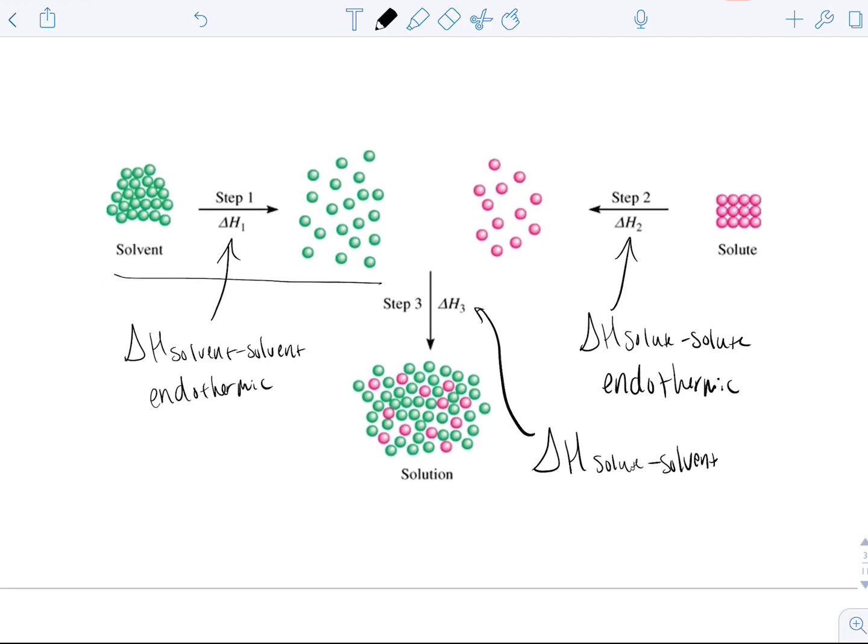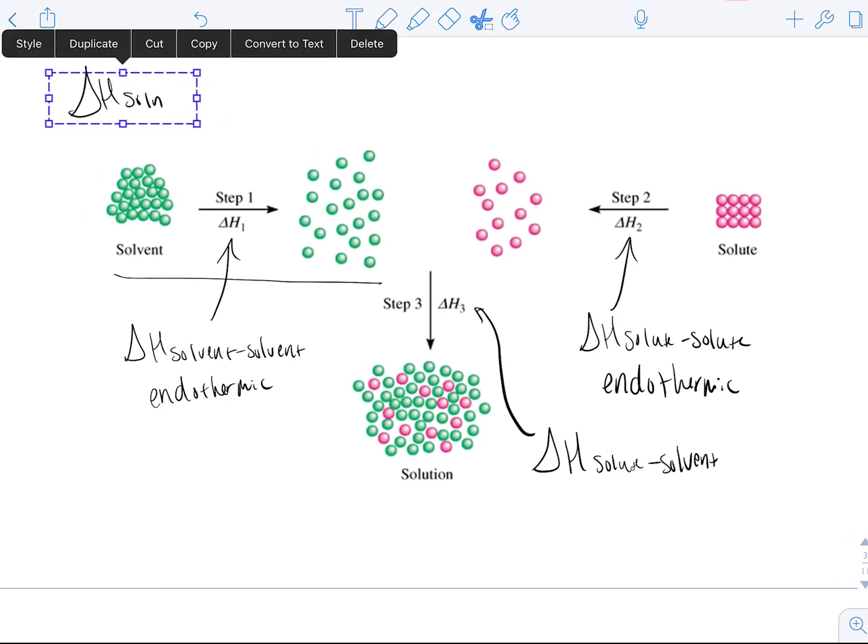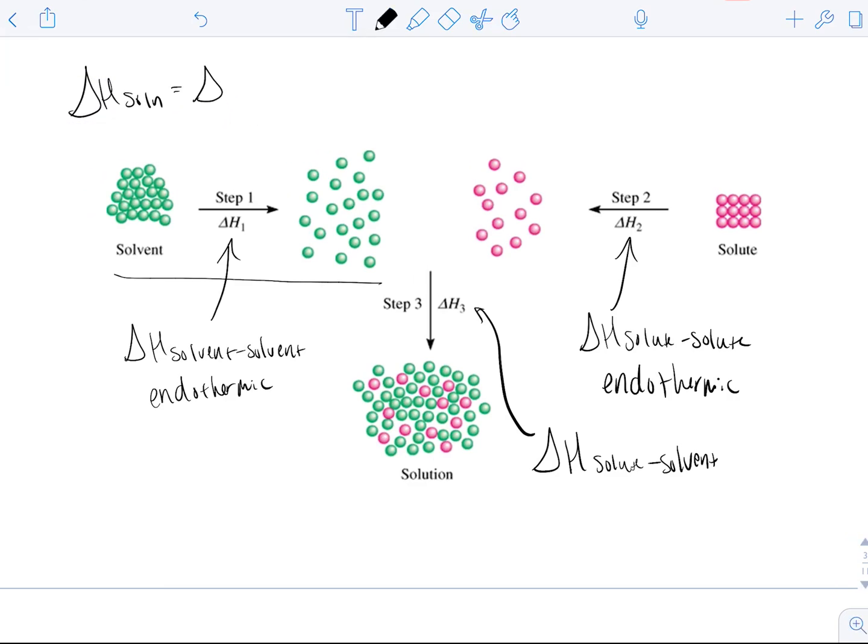Okay, and our delta H of solution, I'm actually going to do it up here. Our delta H of solution will be a combination of all of these energies. So our delta H solution will be equal to our delta H1 plus delta H2 plus delta H3. Remember, delta H1 is solvent-solvent, delta H2 is solute-solute, delta H3 is solute-solvent. So this would be a positive, and a negative. Overall, a delta H of solution that is negative is going to be favored, because that is overall exothermic.